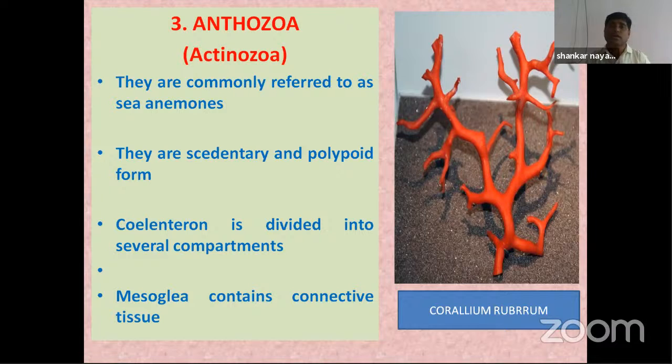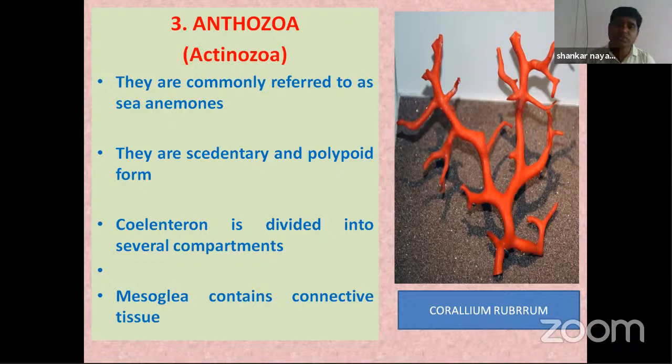The third one is Anthozoa. Anthozoa is also called Actinozoa. They are commonly referred to as sea anemones. Sea anemones are included in this Anthozoa. Okay. Hydrozoa, Scyphozoa and Anthozoa. Hydra is included in Hydrozoa. Jellyfishes are included in Scyphozoa. Sea anemones are included in Anthozoa. Try to remember. Anthozoans are commonly referred to as sea anemones. They are sedentary and polypoid in form. Their lifestyle is sedentary and they are polypoid in form.